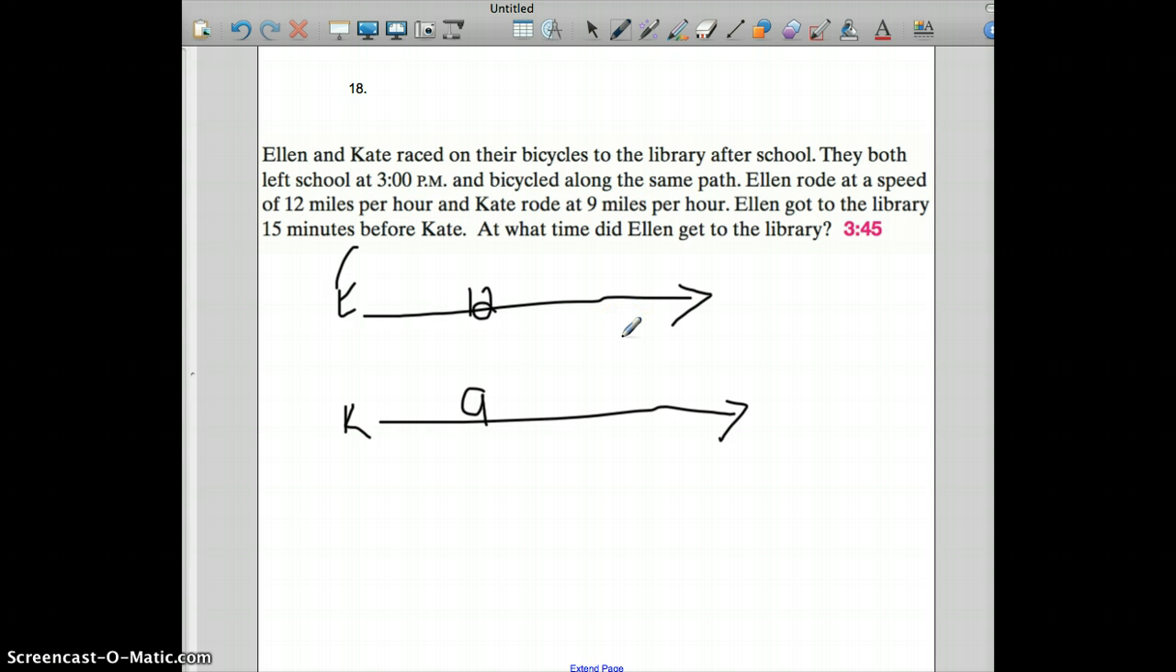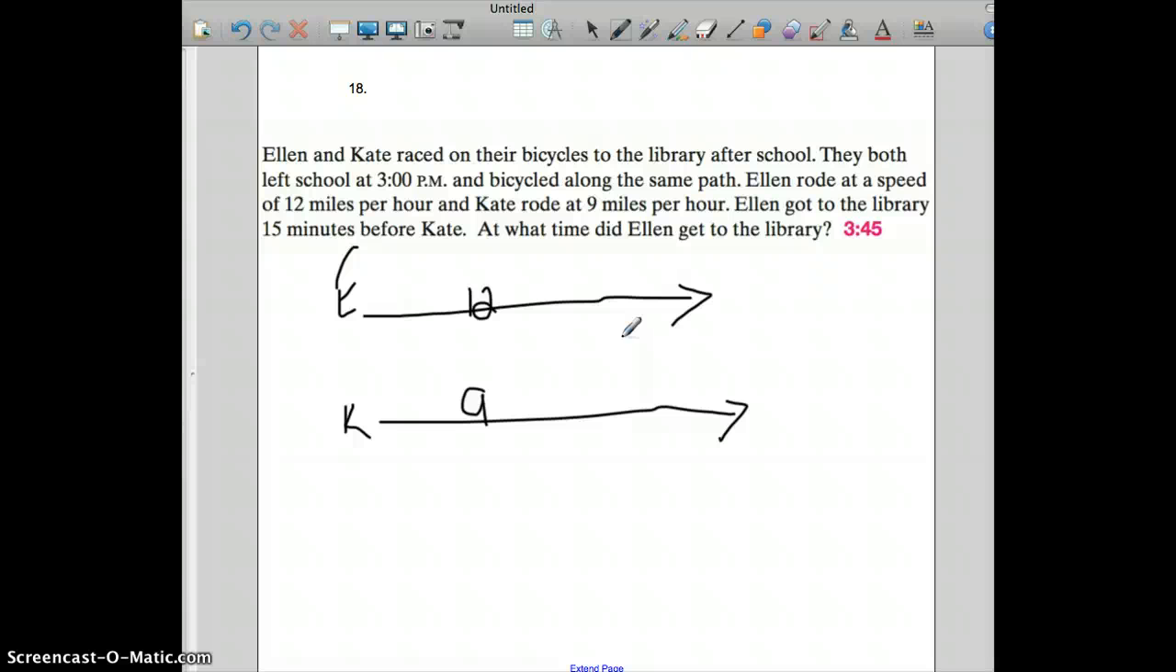Ellen gets to the library 15 minutes before Kate. So we have to ask ourselves, which girl do we want to assign X as the time, and then which girl we want to assign X plus 15 or minus 15, it depends.